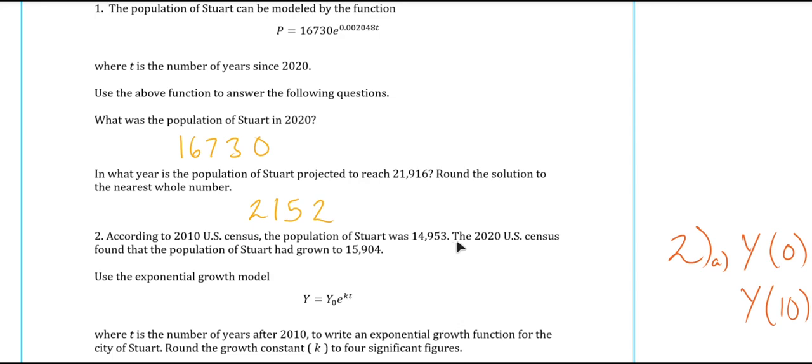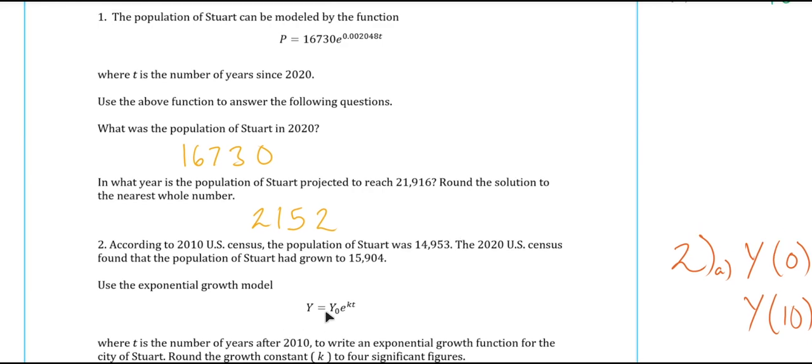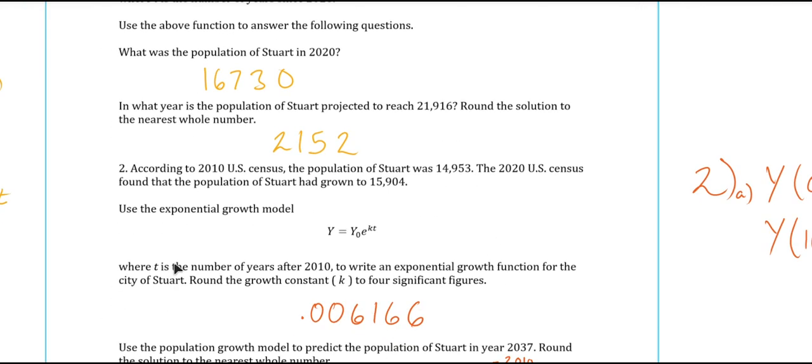Next, we have another question about Stuart. So I suppose this is clear at this point that these aren't real models. These are just made-up numbers. It asks us if we can find the parameters for this model, namely y0 and k, given two timestamps, a population in 2010 and a population in 2020. They say that t is the number of years after 2010.